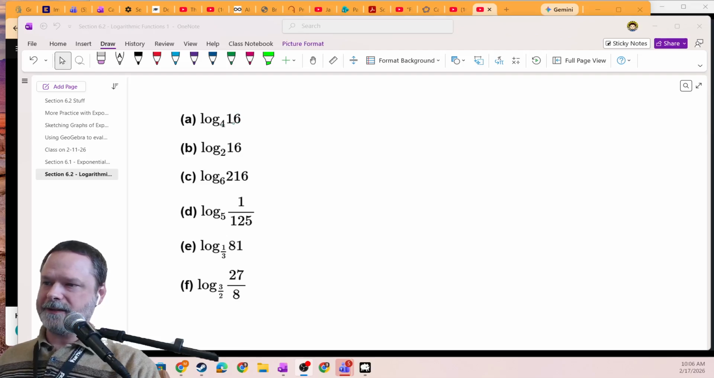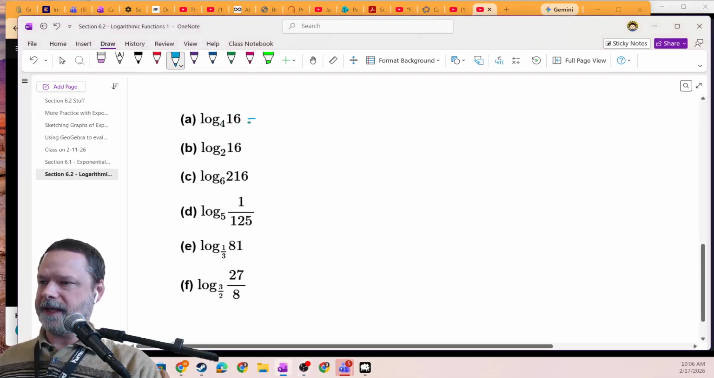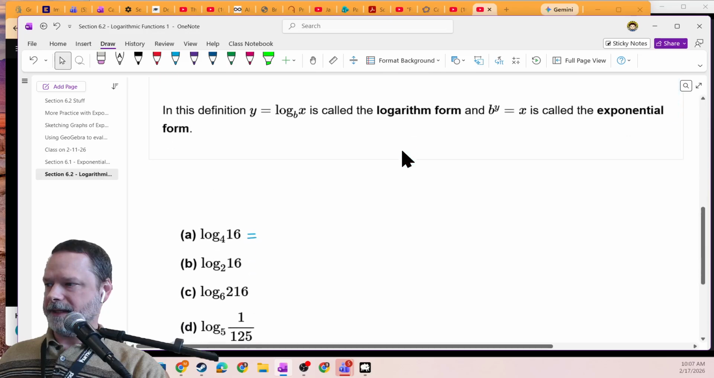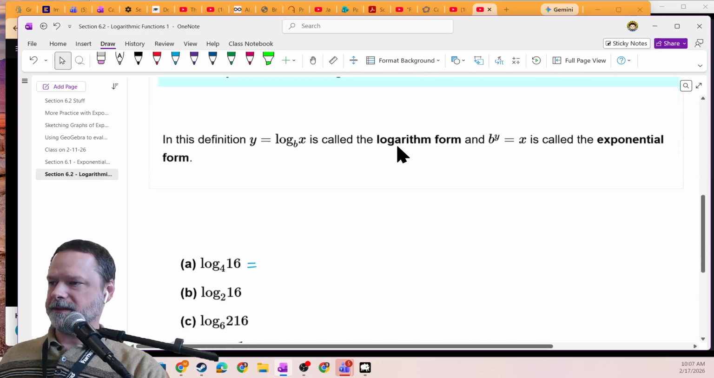So we have log base 4 of 16. Let's say equals, so let's go back to this, equals y, right? So we'll make that our y.